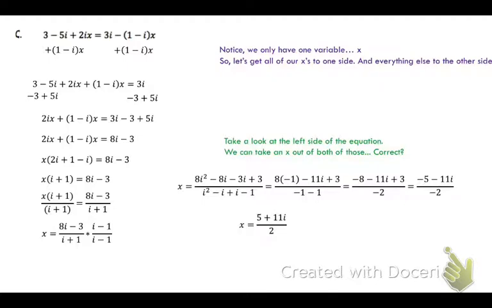Notice how those were all negative? All these right here. That's a negative, that's a negative, that's a negative. I can just switch all those signs, change them all to positives. So that's 5 plus 11i over 2. And you can leave your answer in that form, or you can change them. So it's 5 over 2 plus 11i over 2. So you can split them up or you can keep them all together. I'm fine with either answer. Okay?